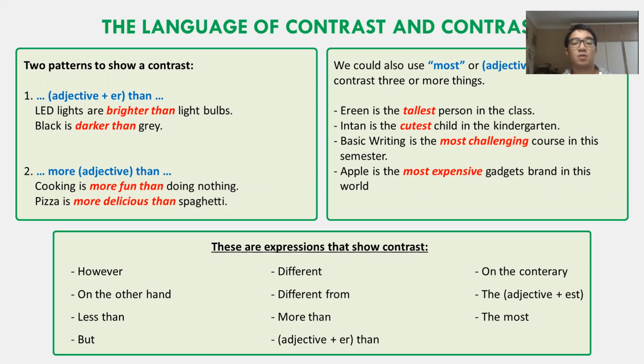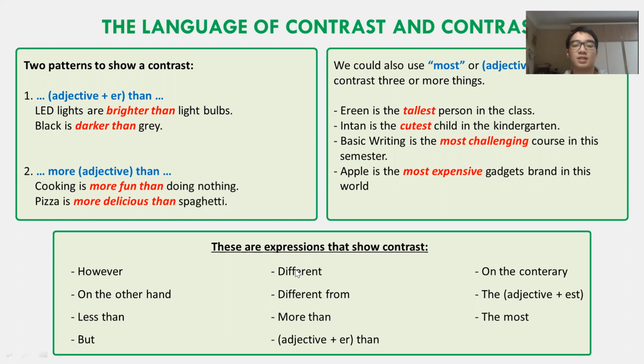And we could also use more plus adjective, and then followed by than. Cooking is more fun than doing nothing. Pizza is more delicious than spaghetti, like that. We could also use the most, or adjective plus est, to show contrast among three or more things, like this. Aaron is the tallest person in the class. Tallest, he is the most tall person in the class. Intan is the cutest child in the kindergarten. Basic Writing is the most challenging course in this semester. Apple is the most expensive gadget brand in this world.